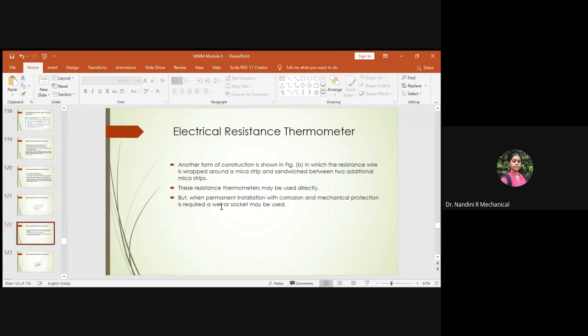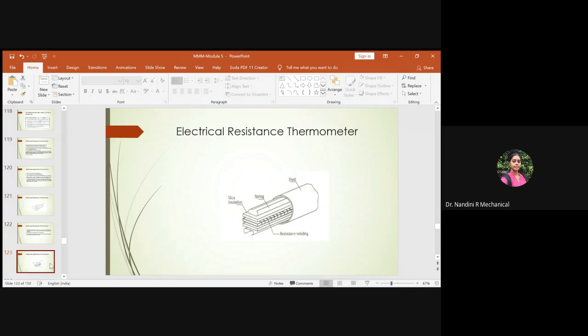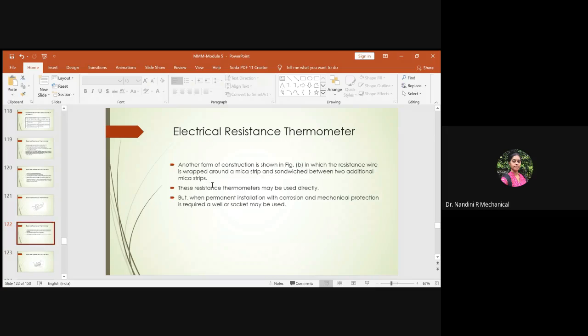But when a permanent installation with corrosion and mechanical protection is required, a well and socket may be used. I told you, if you need a corrosion-free thermometer and a permanent installation, it always has to be packaged well. So it depends upon the packaging socket you are using. Based on the packaging material, you can tell that you have safely installed this thermometer for a lifetime and it is free from corrosion.